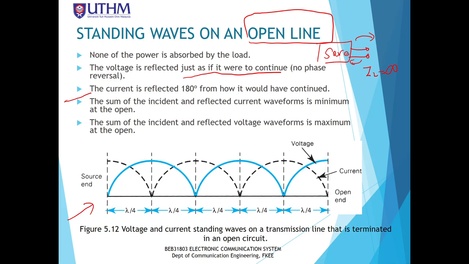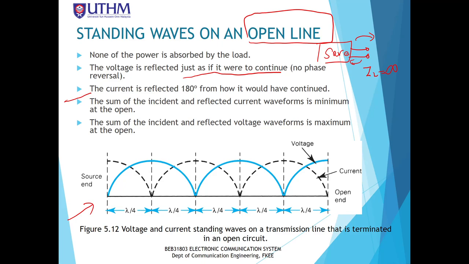Perkara yang kita perlu ingat adalah standing wave ini terdiri daripada incident dan juga reflected wave bersama, digabungkan. Okay, so standing wave consists of both incident and reflected wave together. But in this picture, we are actually to show you two different line of scenario for the voltage and for the current. Dalam situasi ini, kita nak menunjukkan apakah yang berlaku pada voltage dan current sebenarnya.